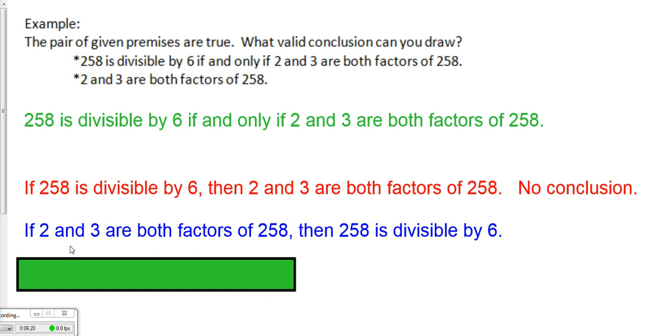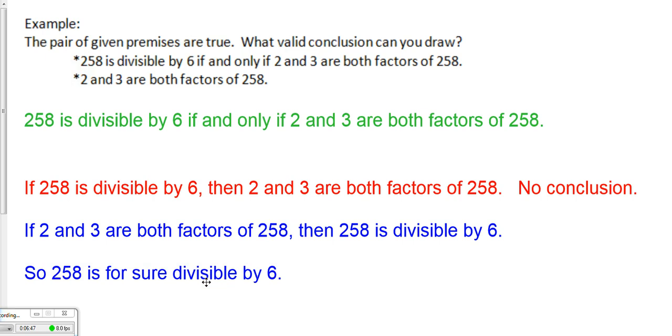But if we look at the blue form, the blue form says if 2 and 3 are both factors of 258, so this statement shows that this is a true hypothesis. And if this is a true hypothesis, then the conclusion must be true. So, if 2 and 3 are both factors of 258, then 258 is divisible by 6. So what valid conclusion can we draw? Well, we can say that 258 is for sure going to be divisible by 6. That is our valid conclusion drawn by this biconditional and this fact.